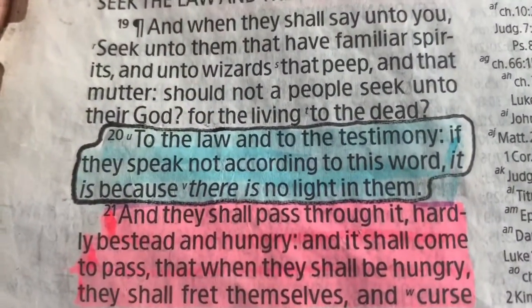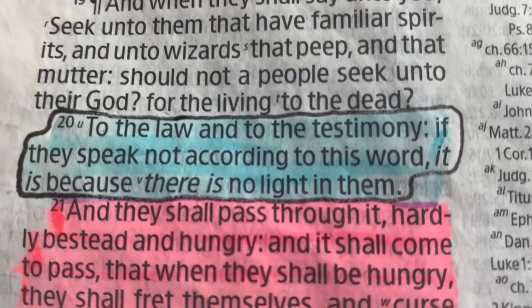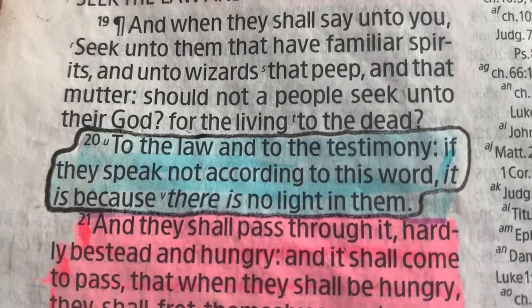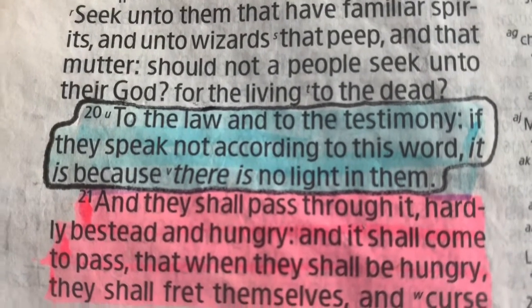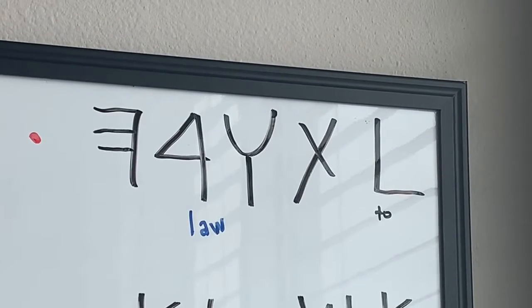This is Isaiah chapter 8, verse 20. To the law and to the testimony, if they speak not according to this word, it is because there is no light in them. First word we have here is la tharawa. La at the beginning of the word means to, tharawa means law.